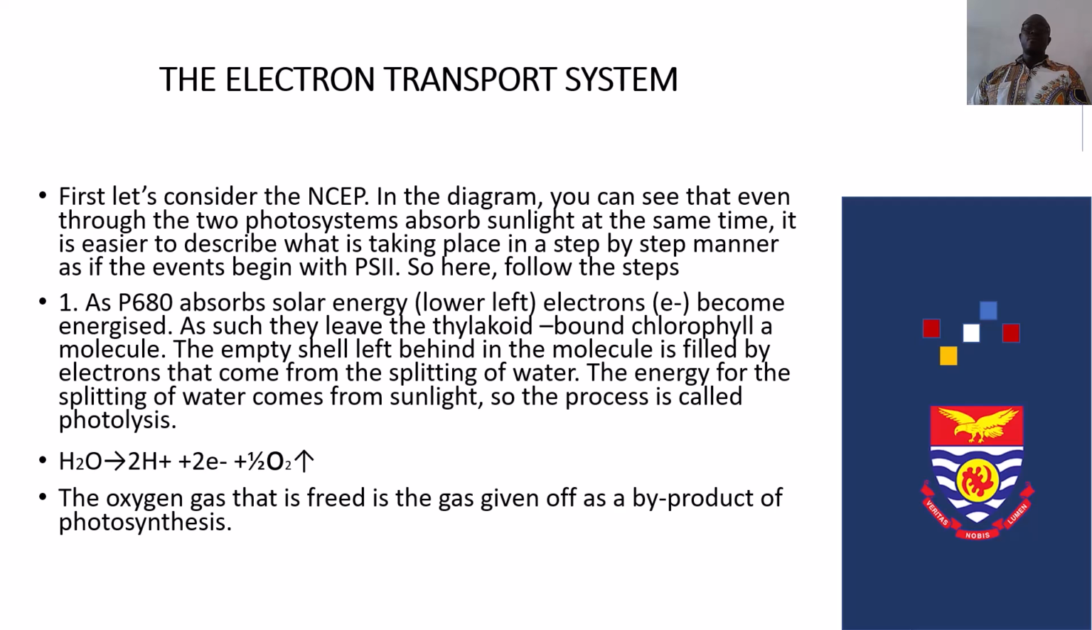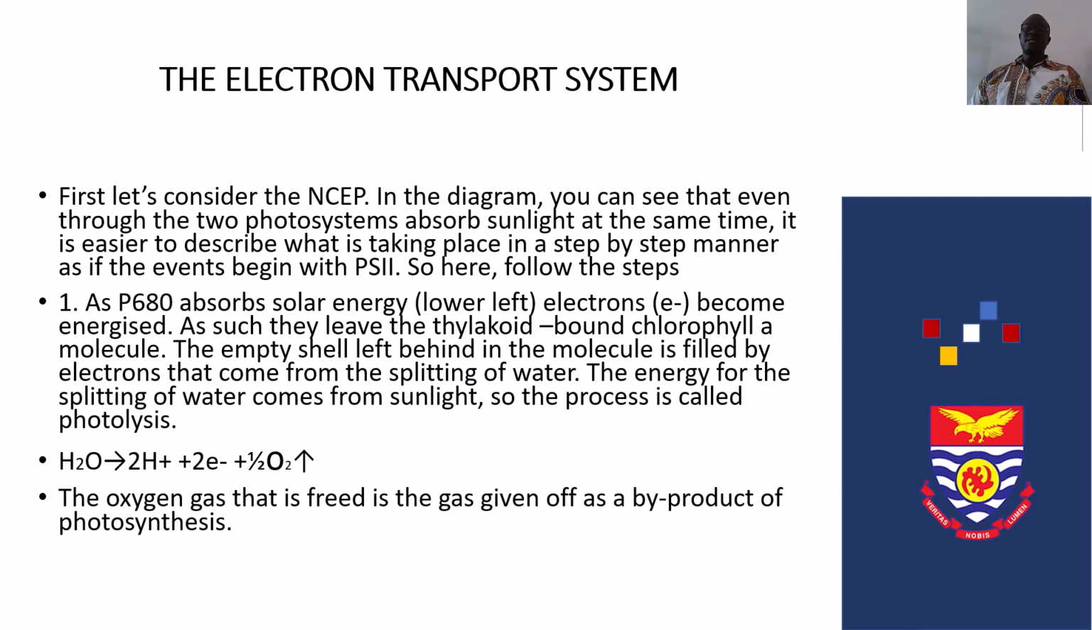First, let's consider the NCEP, that's the non-cyclic electron pathway. In the diagram, you can see that even though the two photosystems absorb sunlight at the same time, it is easier to describe what is taking place in a step-by-step manner, as if the events begin with photosystem 2. So here, follow the steps.